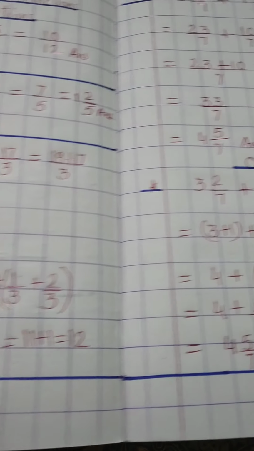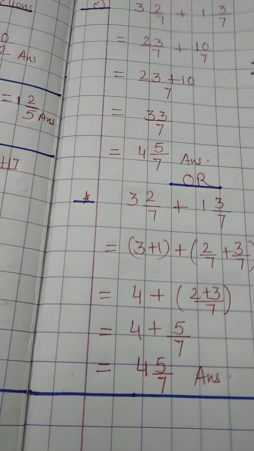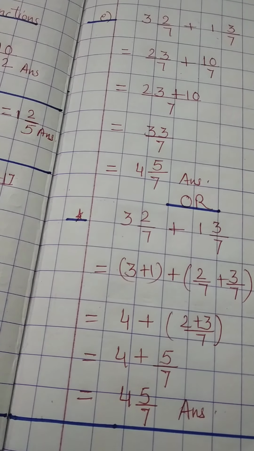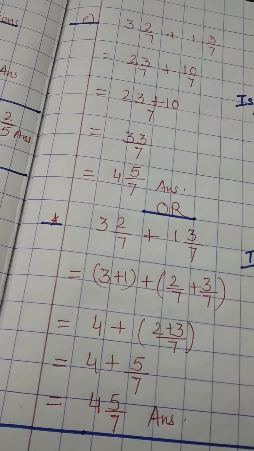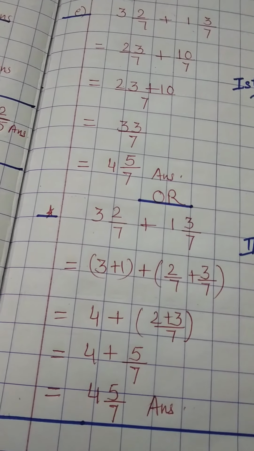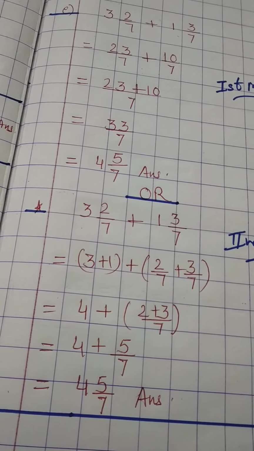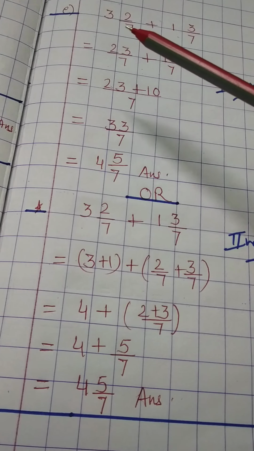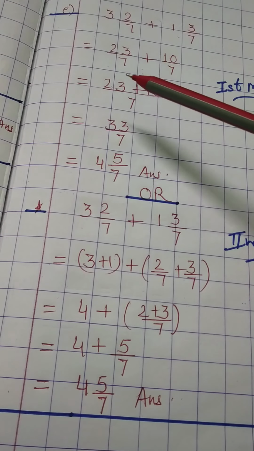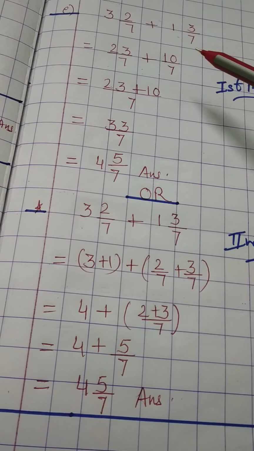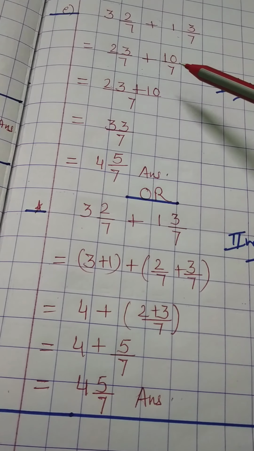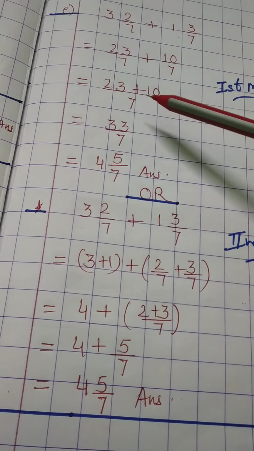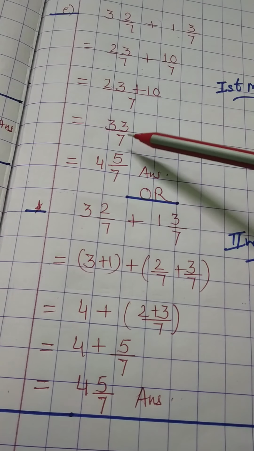And next question is there. Again, this is also a mixed fraction. So the same question I have done with two methods. So see, the question is 3 2 by 7 plus 1 3 by 7, right? So 7 threes are 21, plus 2, 23 upon 7, plus 7 ones are 7, plus 3, 10 upon 7. Then simple, 23 plus 10, 33 upon 7.